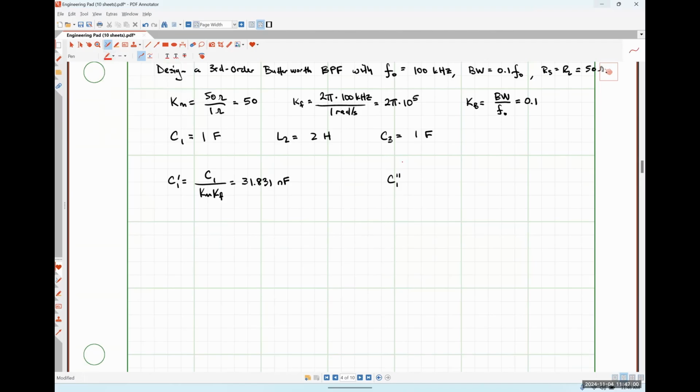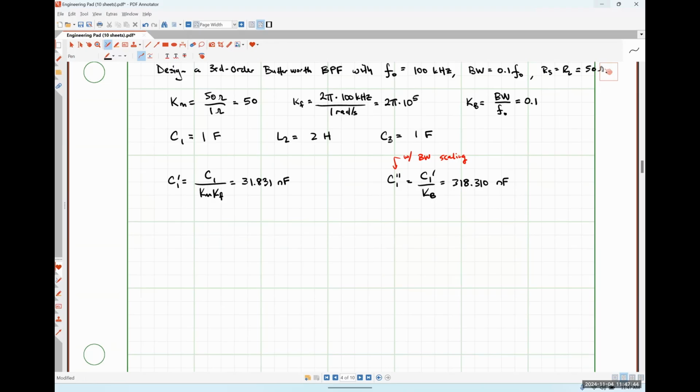With our bandwidth scaling in place as well, I'm going to call this C1 double prime, and I'm just going to make a note up here. With bandwidth scaling, this is just C1 prime over KB. So this is going to come out to be 318.310 nanofarads, because dividing by a factor of 0.1 is the same thing as multiplying by a factor of 10, okay? Nothing wild or crazy there, okay?